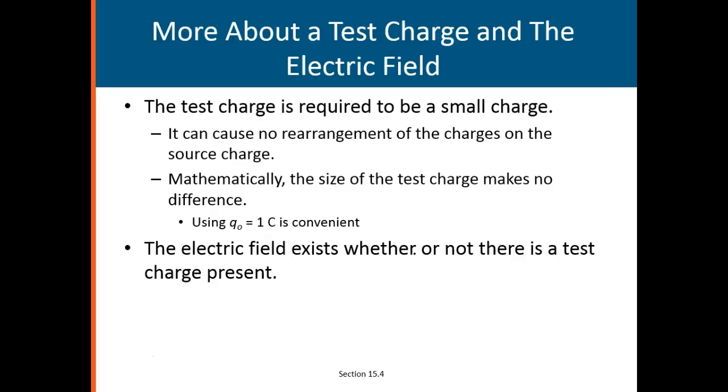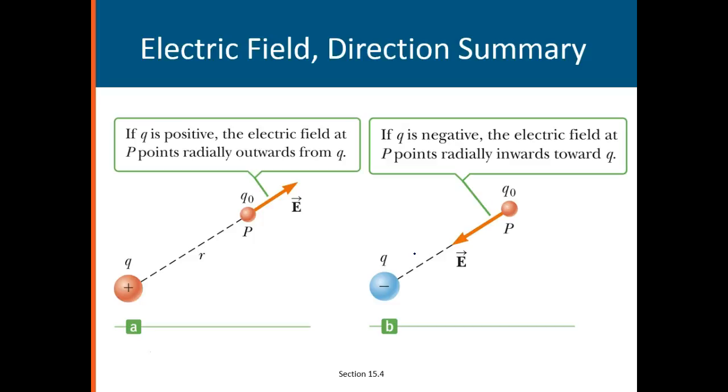So you can just use 1 coulomb, we'll just pretend. The electric field exists whether or not there's actually a test charge there. It's what it would be if you put one there. The field is still there. Okay? That's why to use 1 coulomb isn't going to make any difference. All right. So here's your summary of electric field directions.